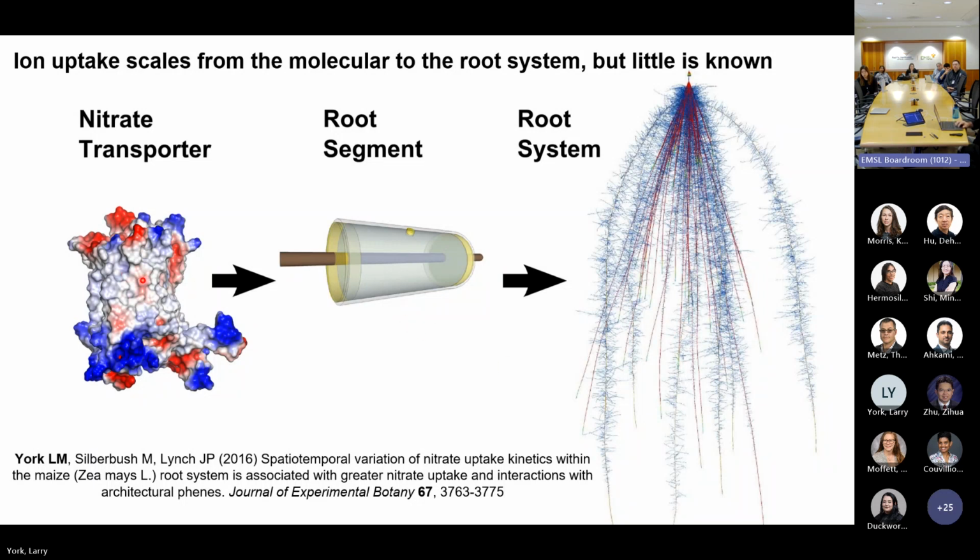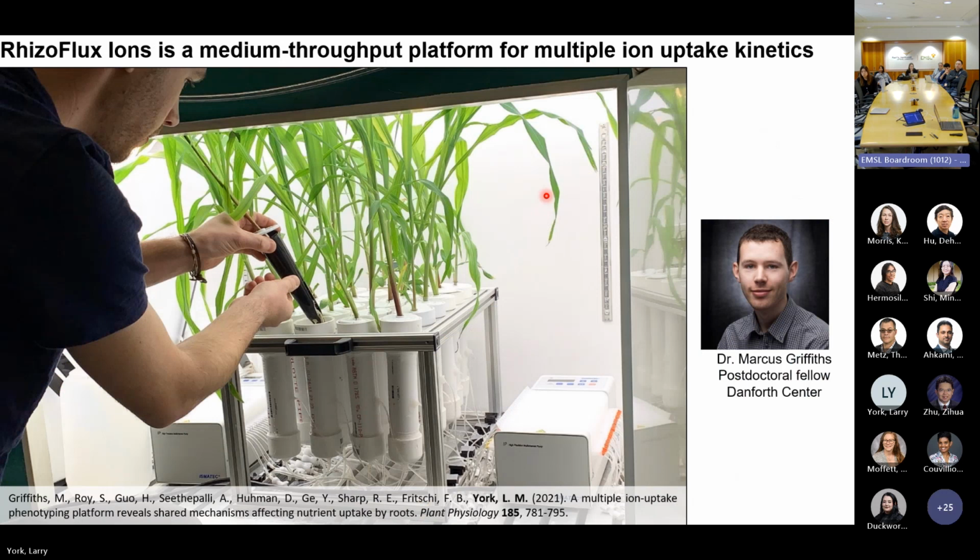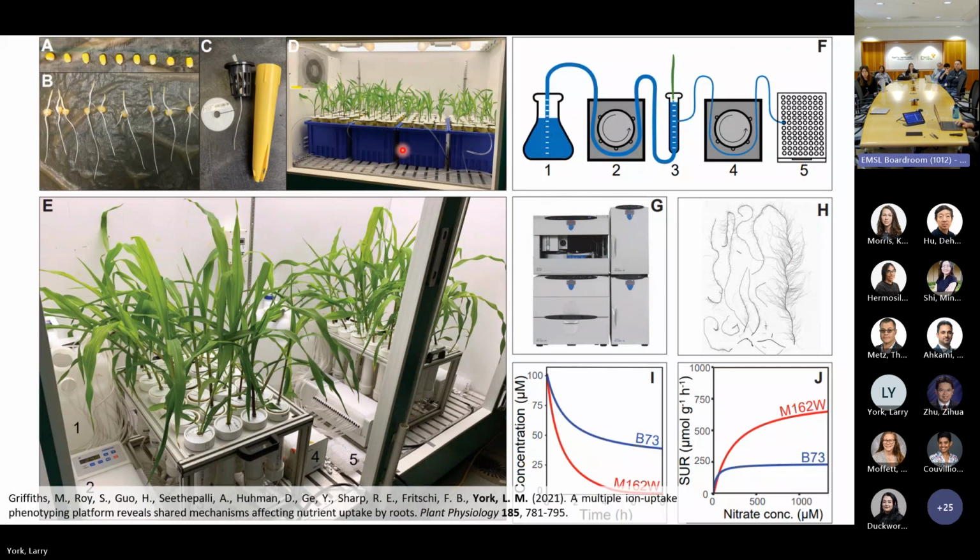We know that there are nitrate transporters. We know that somehow they aggregate at the root segment level, and I think this is a big knowledge gap. We don't know things like how many transporters there are per area and why it matters, and how they aggregate at the root system level. So we wanted to understand more about this, and we developed a platform for high-throughput screens of uptake. Well, let's say medium throughput. I'll show on the next slide how that works. Some of these ideas might be relevant to how you all do things here.